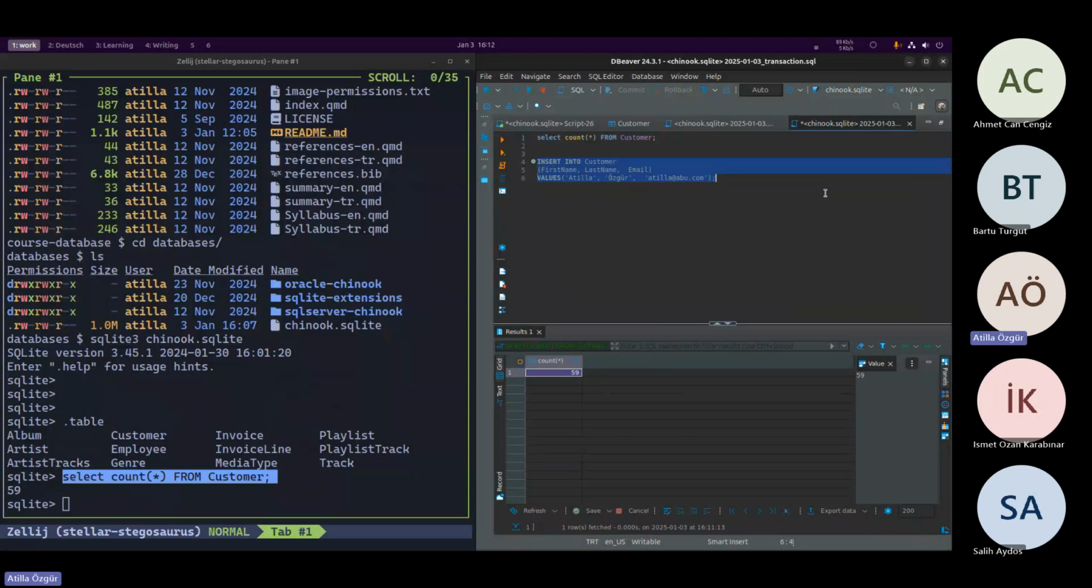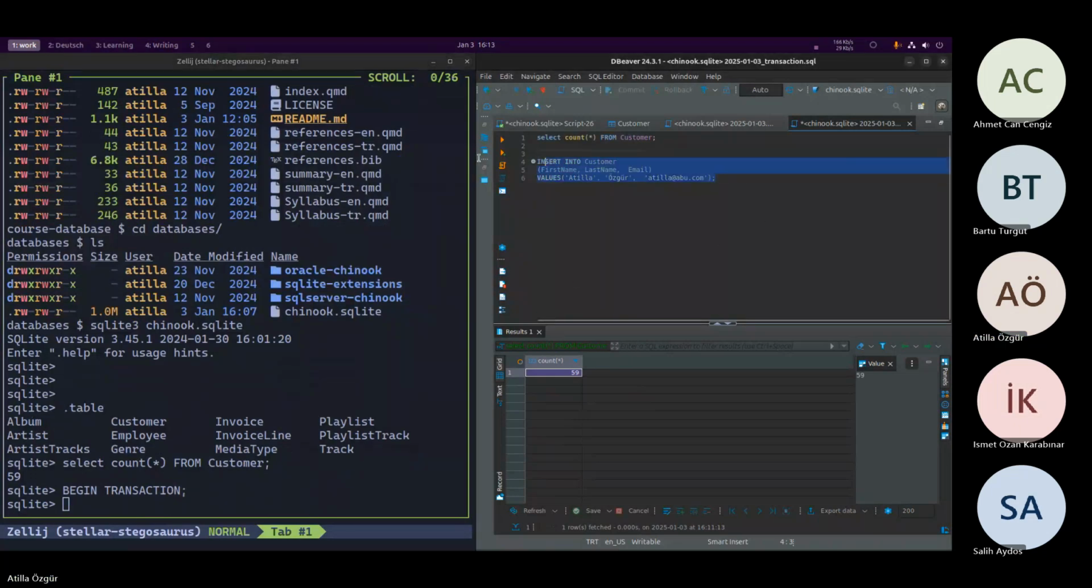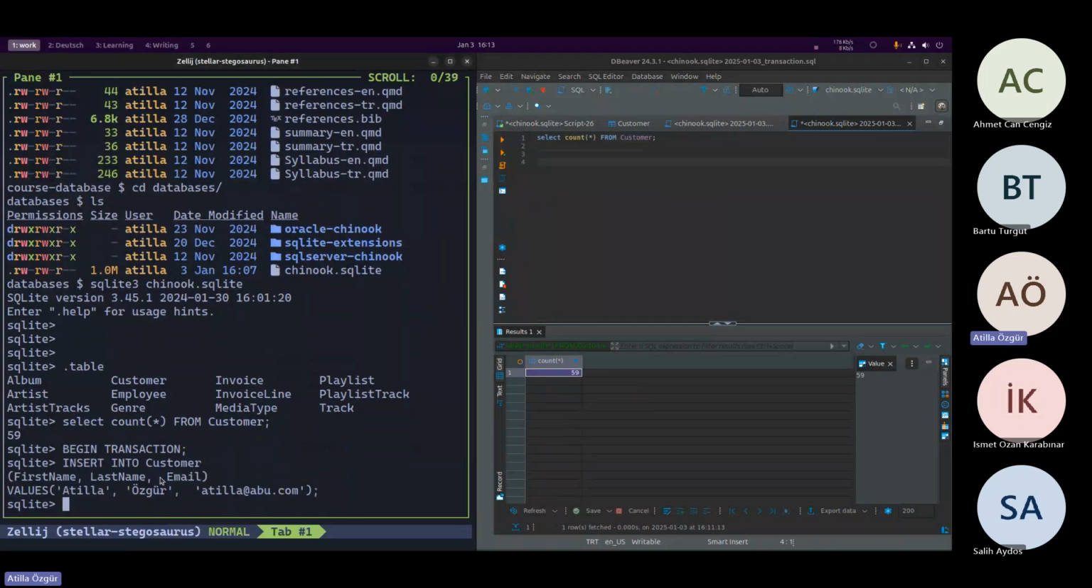Any questions up to here? Okay, then here, let me start. It is easier to simulate here. Therefore, I am starting here. Begin transaction. Then let me put this code here. Run it here. And here, select star from customer. Again, let me run. Select from customer here.